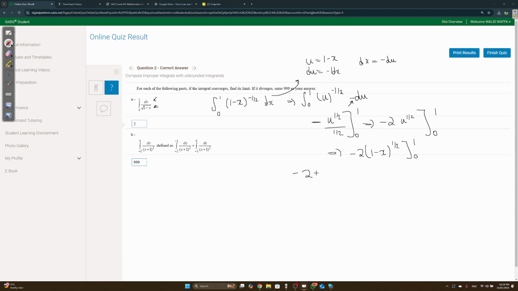Start substituting. Negative 2, 1 minus 1 to the power of half, minus negative 2, 1 minus 0 to the power of half. 1 minus 1 is 0, so 0 to the power of half is obviously 0, and 0 times negative 2 is 0. So this gets cancelled to 0. Minus negative 2, so plus. 1 minus 0 is 1, 1 to the power of half is just 1, and times 2 is 2. Do this on your calculator, you're going to get 2. So the answer is 2. Very easy.